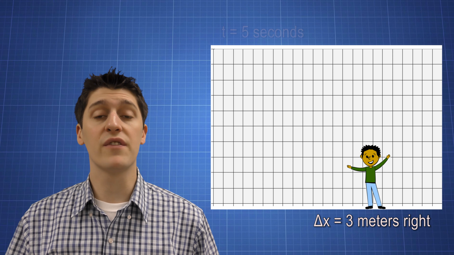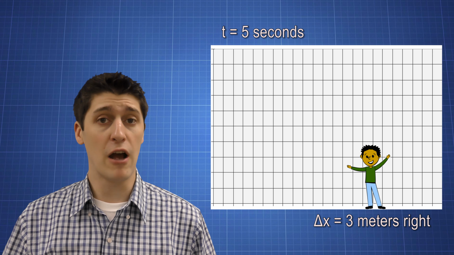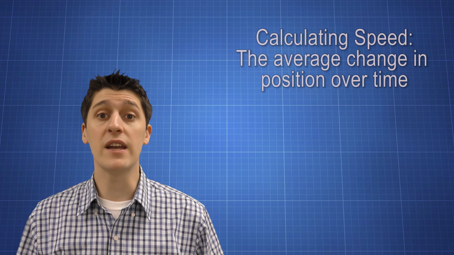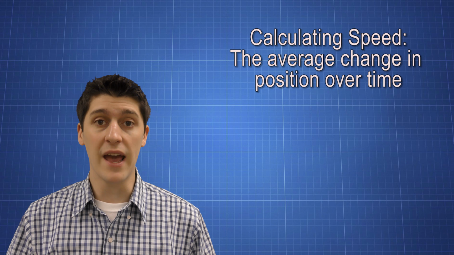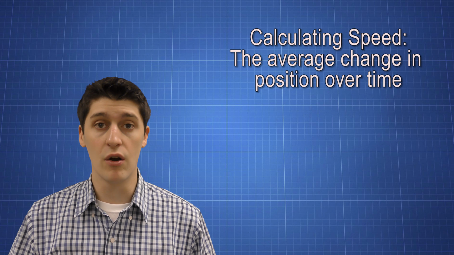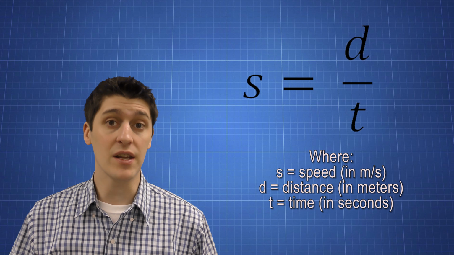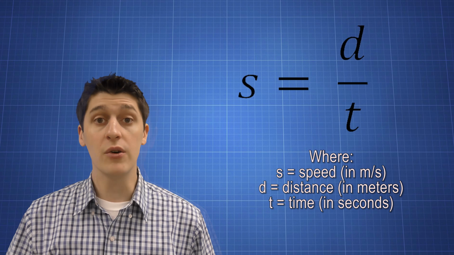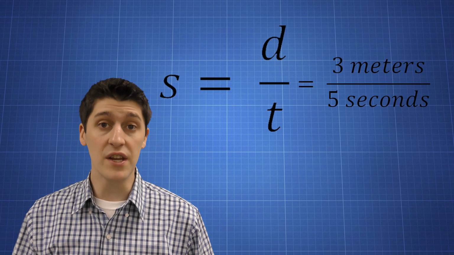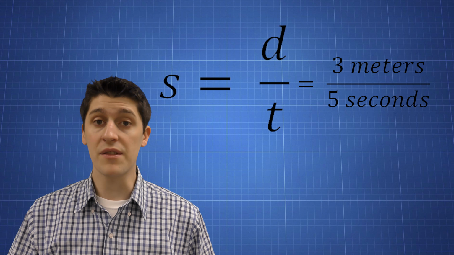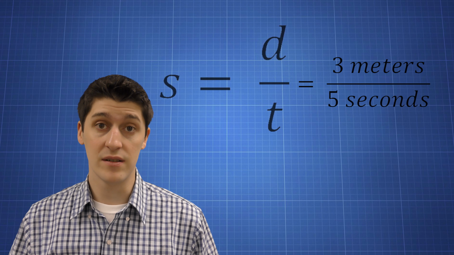Let's say he moves for 5 seconds. How fast did he go? For this, we need to calculate speed, or the average change in position over time. The equation for speed is very simple. It's s equals d over t. So in this example, s equals d over t would mean that the man went 3 meters in 5 seconds. So he'd have a speed of 0.6 meters per second.